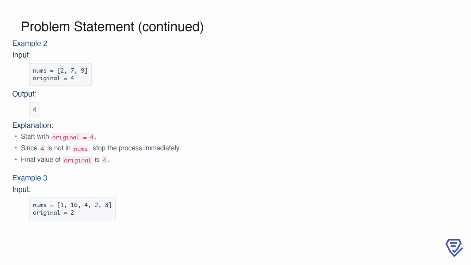Now consider another example where nums is 2, 7, 9, and original is 4. Start with original equals 4. In this case, since 4 is not present in the array nums, the process stops immediately. There is no multiplication, and the final value of original remains 4. This demonstrates that if the initial value of original is not in the array, the operations do not proceed, and the output is simply the initial value of original.